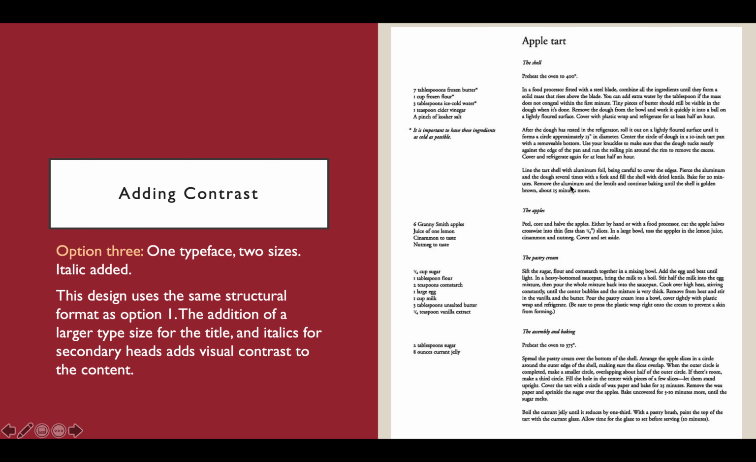So the subhead is, this is the shell. Here's the directions for the shell. Here are the directions for the apple. Here are the directions for the pastry cream. And he pulls it out by using this italics. Everything else is the same, but we're starting to see the subheads more. They're starting to do their function more. And we know that this is an apple tart.